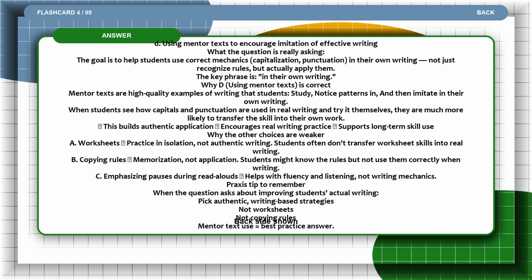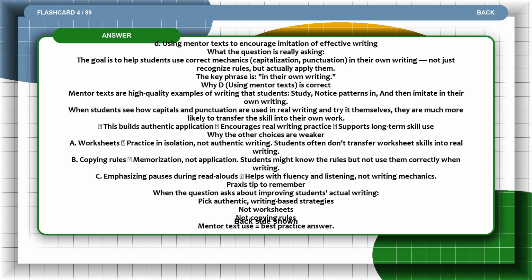Why the other choices are weaker? A. Worksheets: practice in isolation, not authentic writing. Students often don't transfer worksheet skills into real writing. B. Copying rules: memorization, not application. Students might know the rules but not use them correctly when writing. C. Emphasizing pauses during read-alouds: helps with fluency and listening, not writing mechanics.